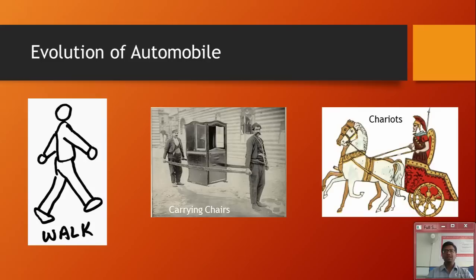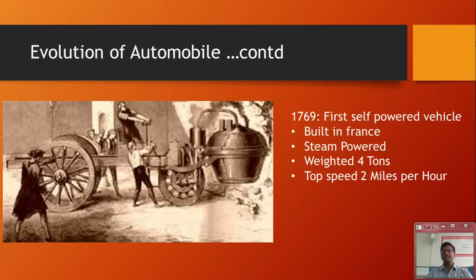Long back, walking was the only medium of transportation, and through walking only everything was transported from one point to another. Later on, carrying chairs came into the picture, and basically they were used for the royal families only. Then carts came, but finally in 1769, the first self-powered vehicle was built in France. It was a steam-powered vehicle, running at a maximum speed of 3 miles per hour, and it had a huge weight of 4 tons.